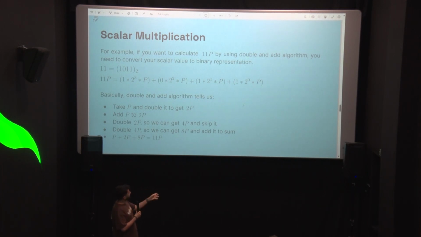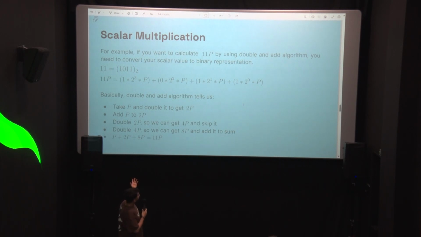You have a sum and you have to add P. So it's a lot of job. You have to do this 11 times. And instead of doing this addition, we have this algorithm, double and add, which is way easier, and it's cheaper than the original method, you know.